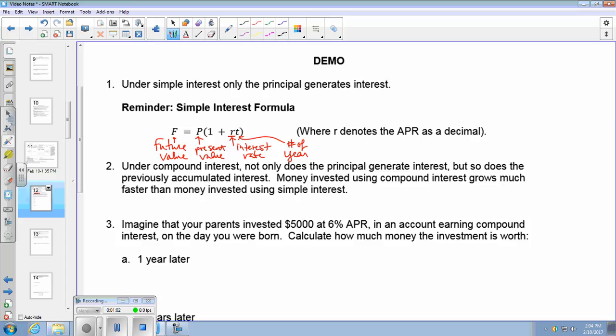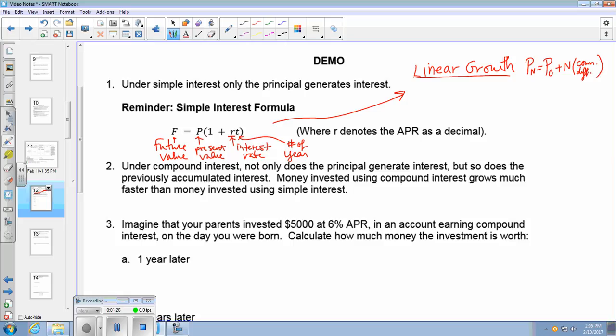And by the way, this simple interest is similar to the linear growth that we saw before the last test. So if you think back to linear growth, remember that had the form that the nth value in your population was equal to the initial one plus n times your common difference.